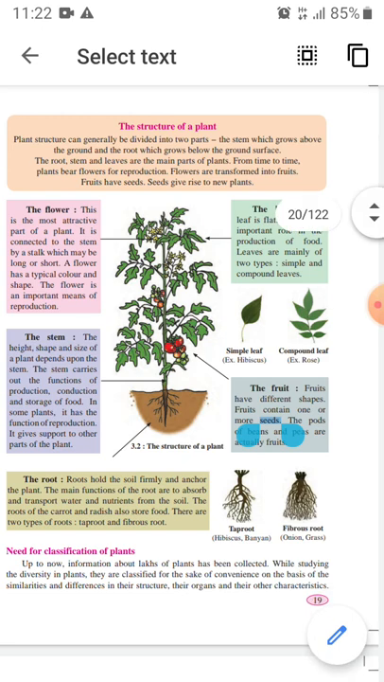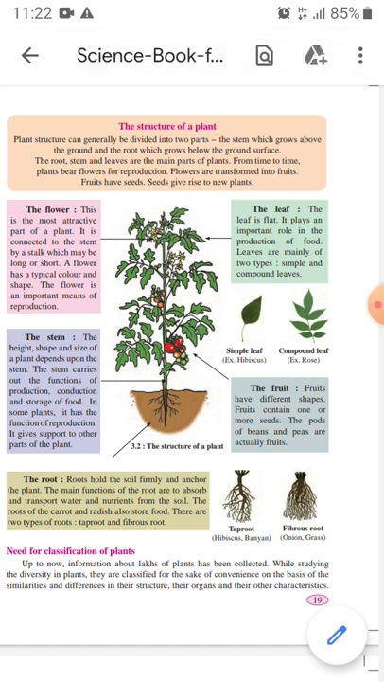See on page number 19, there is one picture, 3.2, showing the structure of a plant. See first one, the root. The root holds the soil firmly and anchors the plant, and the main functions of the root are to absorb and transport water and nutrients from the soil. And the roots of the carrot and radish also store food. Some roots store food, for example carrot and radish.